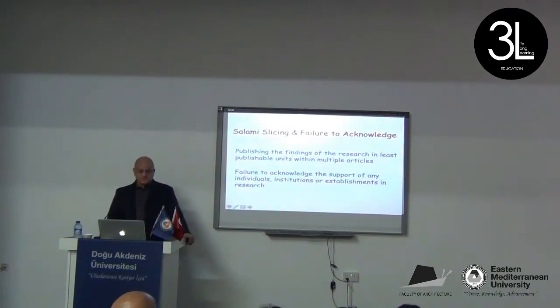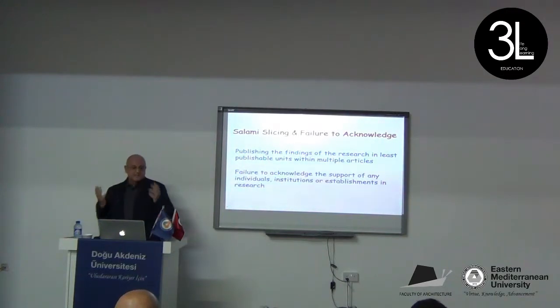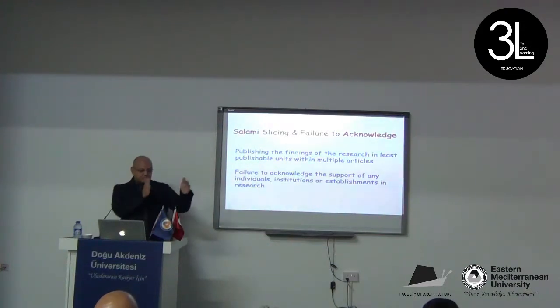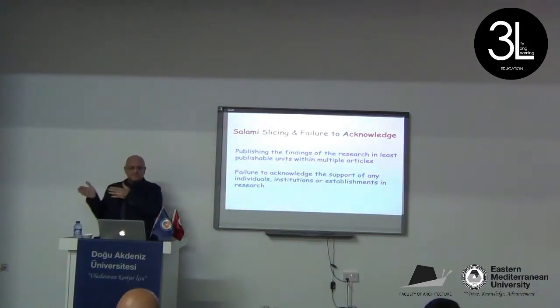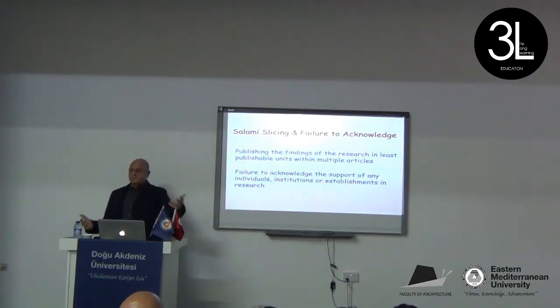Salami slicing involves publishing the findings of research in least publishable units within multiple articles. That means you have seen the big picture, but instead of taking the whole data and publishing it in a nice journal, you want to have more than one publication, in some cases 3. You split your results into 2 or 3, and then you send them to different journals, thinking that you achieved a lot because you have published in 2 or 3 different journals. This is what is called salami slicing. You shouldn't be doing that.